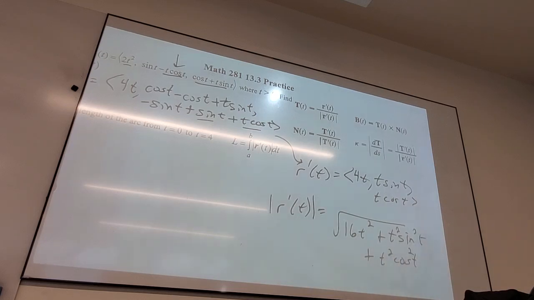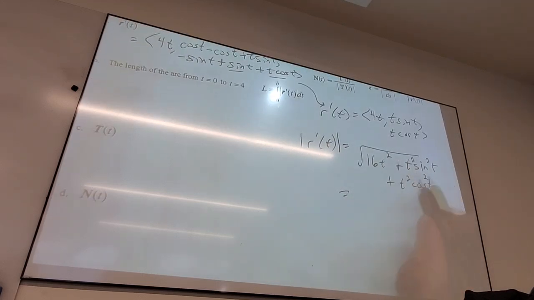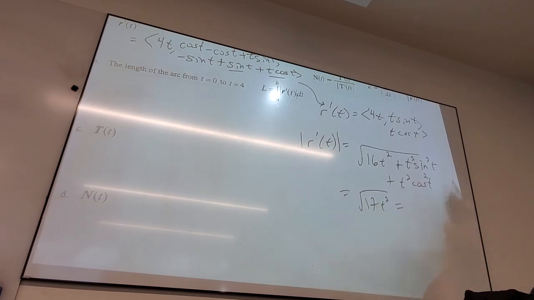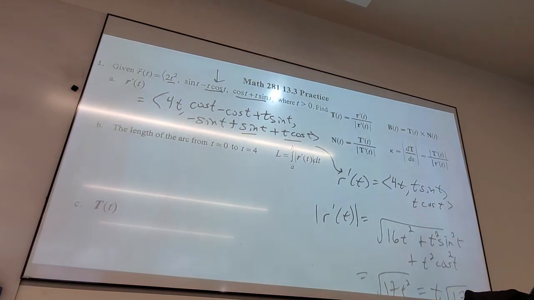Let me stop for a minute. Is everybody with me? Because of course that's just the distance formula, right? Because we assume r of t to be starting at the origin, same thing with r prime. So then that equals, what's t squared sine squared plus t squared cosine squared? t squared. Plus 16t squared is 17t squared, which is t rad 17, because we know that time is positive in this problem.